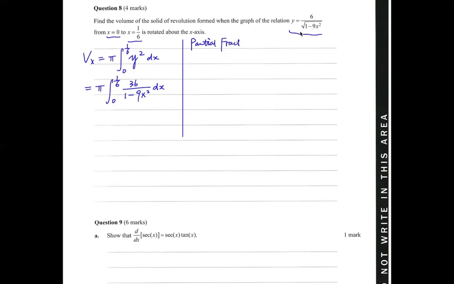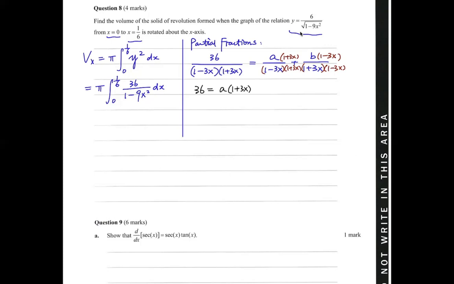Ooh, partial fractions. 36 over (1 minus 3x)(1 plus 3x). This will be a over 1 minus 3x plus a constant b over 1 plus 3x. We can multiply by 1 plus 3x here, and 1 minus 3x here, to get a common denominator, okay? So we can now equate the numerators on the left-hand side and right-hand side. Now we can take some special values to find a and b. Let's say x equals 1 over 3, so 36 equals a times (1 plus 3 times 1/3, which is 1). So 2a is 36, a is 18.